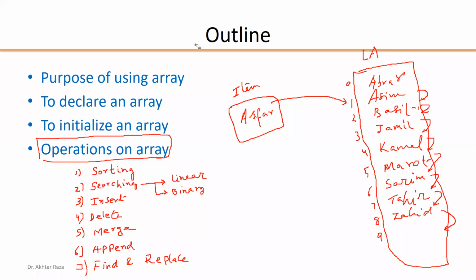In this video, we have to describe the array operations. Array operations comprise sorting the arrays and searching the arrays. There are two algorithms of searching: one is called linear searching and the other is binary searching.